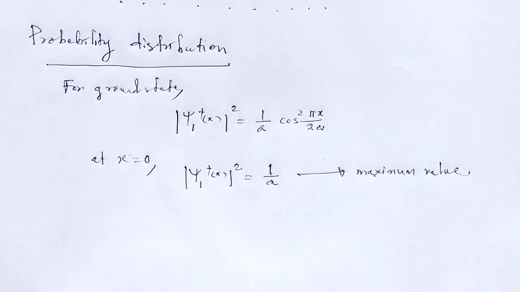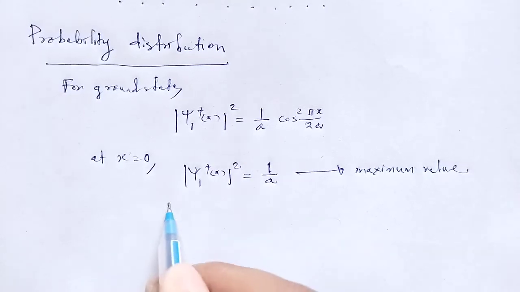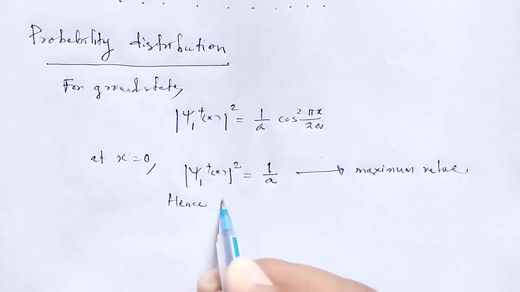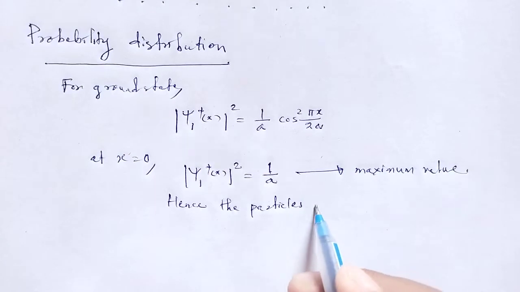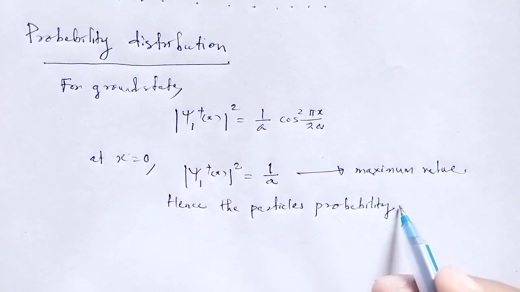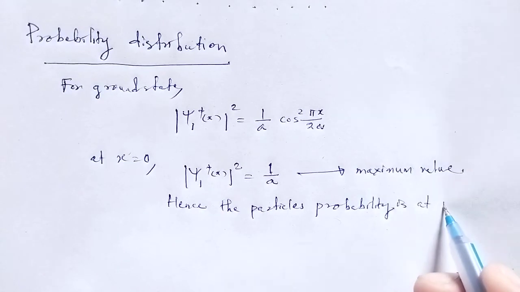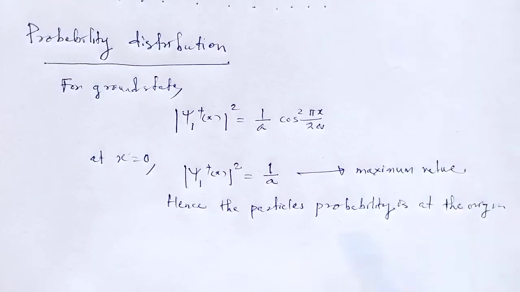hence the particle's probability is at the origin of the box. We get the maximum probability of finding the particle at the origin of the box.